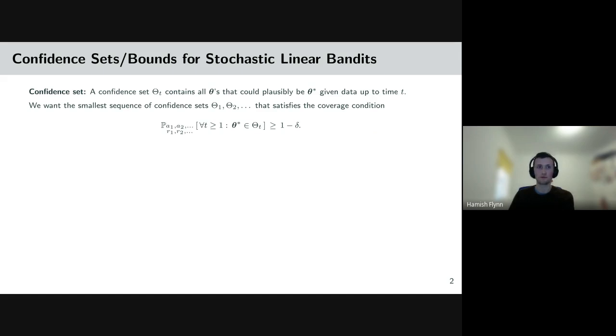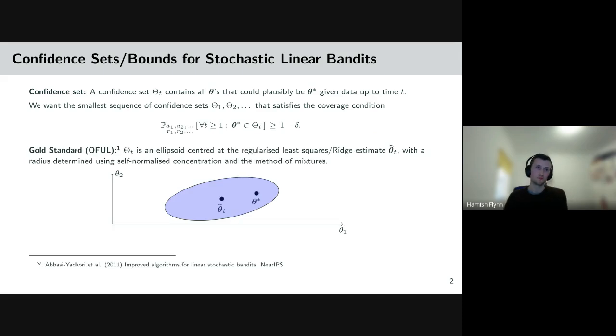Because we could trivially satisfy this by just saying theta t is all of R^d, we're looking for the smallest possible sets. The gold standard in confidence sets for linear bandits is, of course, OFUL, and comes from this paper by Abbasi-Yadkori and co-authors. In this paper, each confidence set is an ellipsoid centered at the regularized least squares estimate, with a radius determined using a self-normalized concentration inequality and the method of mixtures.